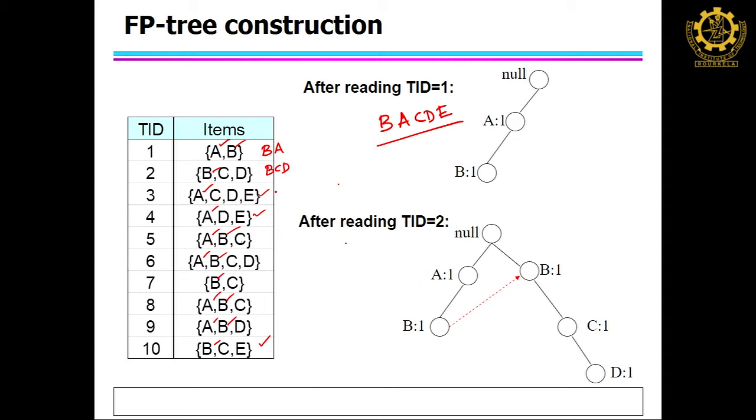So, this is the right way. Then A D E, this is also okay. So, this should be B A C, B A C, and then this is B A C D, then this is B C, this is okay, then this should be B A C, this should be B A D, this is okay. So, what did I do? First you have to find the cardinality of each item, and then based on that you arrange each transaction.